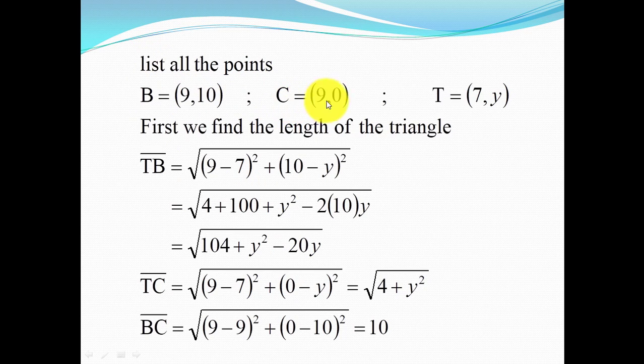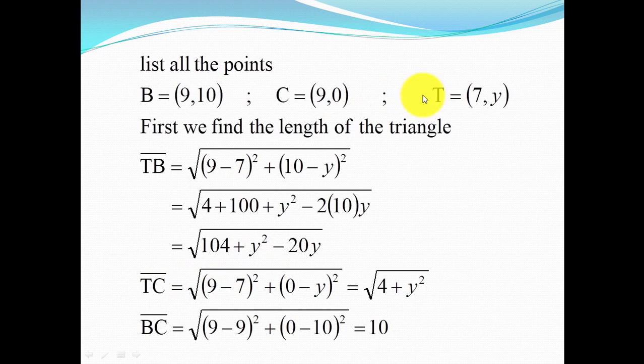First we list all the points B, C, T. Now we find the side lengths of the triangle. First we find the length TB. This implies the square root of (9 minus 7) squared plus (10 minus y) squared. Open the squares: 9 minus 7 is 2, and 2 squared is 4. Then 10 minus y squared is 100 plus y squared minus 2 times 10 times y. Simply, 100 plus 4 is 104, so we get the square root of 104 plus y squared minus 20y.